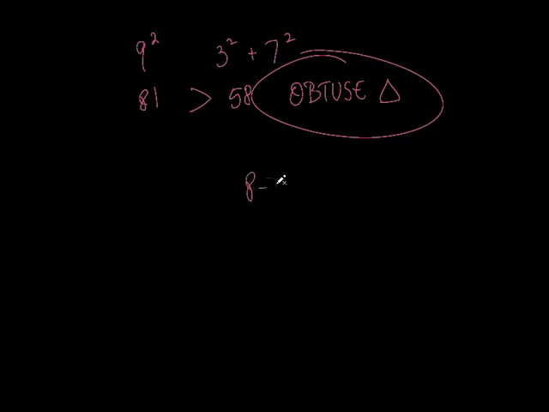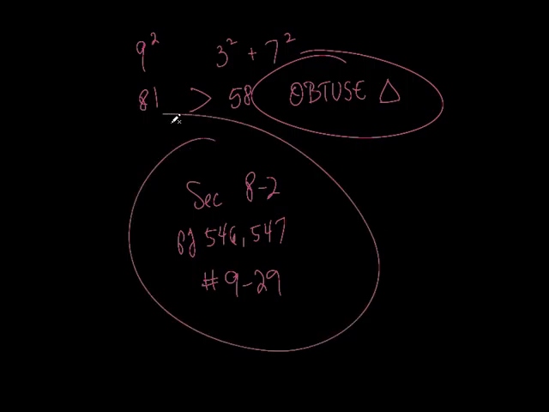Okay, section 8.2, and we're doing pages 546, 547, and it's 9 to 29. If I told you you have to do 25 note cards in this class, there it is, right there. Enjoy it. Enjoy right triangles. Enjoy the Pythagorean theorem.